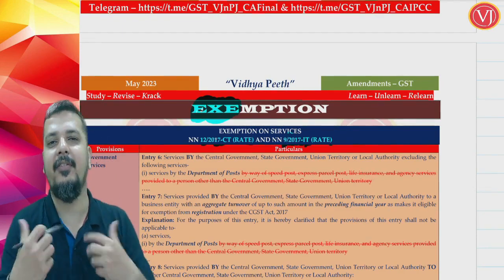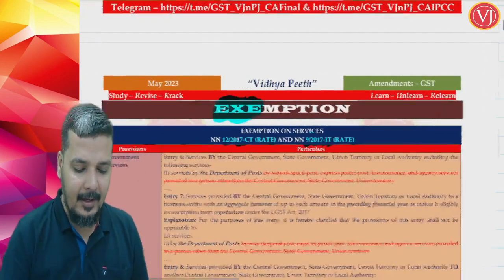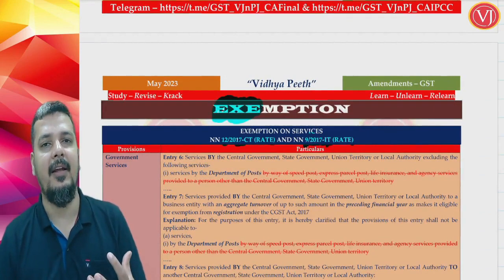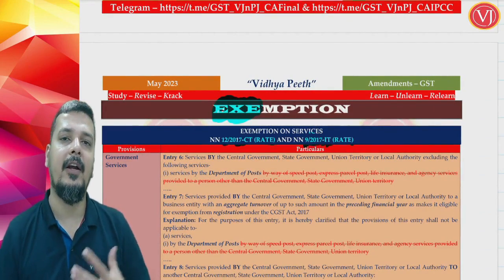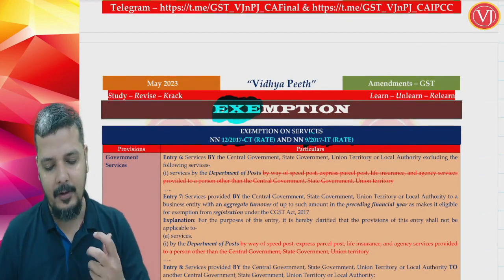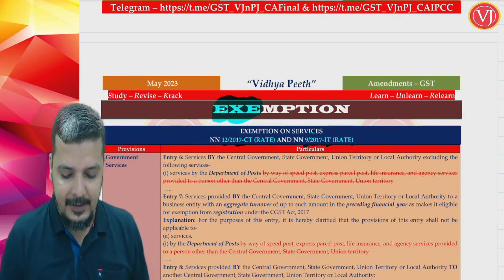Basically, the provisions are the same. The reference numbers are different. Whether it is interstate supply, where you have to refer to IGST provisions, or intrastate supply, where you have to refer to CGST provisions, the concept would be the same.